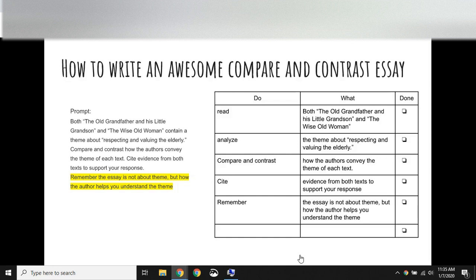And finally, that prompt has a little extra to it. You're not going to see that in most prompts, but I added that because I think it's important. You have to remember, what do I have to remember? That this essay is not about theme, but how the author helps you understand the theme. It's not asking you to tell me the theme of the story. Why is it not asking you to tell the theme of the story? It already gives you the theme. I gave you the theme already. I'm asking you to explain to me how the author helps you understand that theme. Okay? How they convey it.